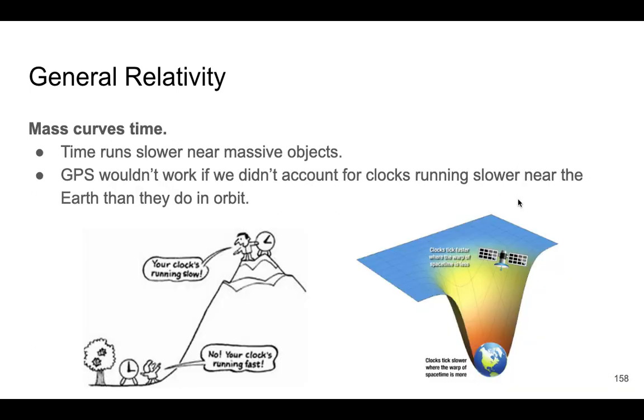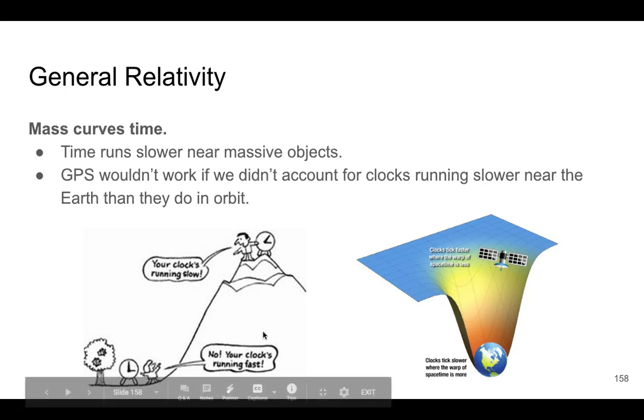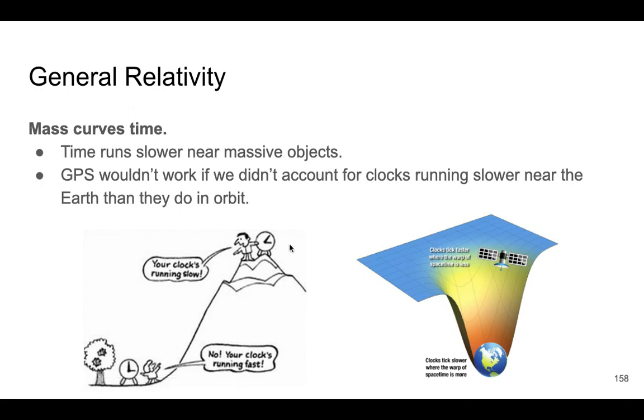Now, mass also curves time, and this is really, really weird. But again, we have a lot of evidence for this. Time is going to run slower near massive objects. So, for example, in this picture here, this guy is down here in the valley. This guy's up here on the mountain. The guy that's in the valley is closer to the mass of the center of the Earth than this guy up here on the mountain. Because the guy in the valley is closer, the mass of the Earth is curving time, and it's causing his clock to run slow.